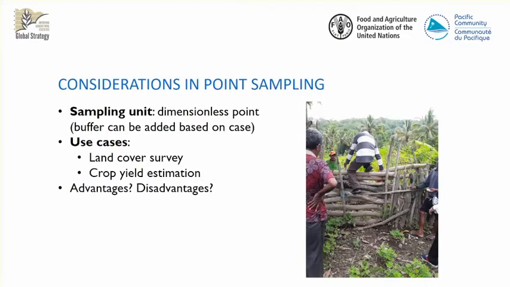It's called a buffer area. The other issue in point sampling is that since we're assigning the points randomly, we're not quite sure where that point will end up landing. Sometimes the points that we specify can be very difficult to travel to. I just wanted to show you this picture from one of the field surveys that we did. The point we ended up specifying was in the middle of a random field, but there were no roads that led to that point. So we actually had to climb over fences just to get to that sampling point. This is one of the considerations you should look into when doing a point sample survey. It can be very difficult.